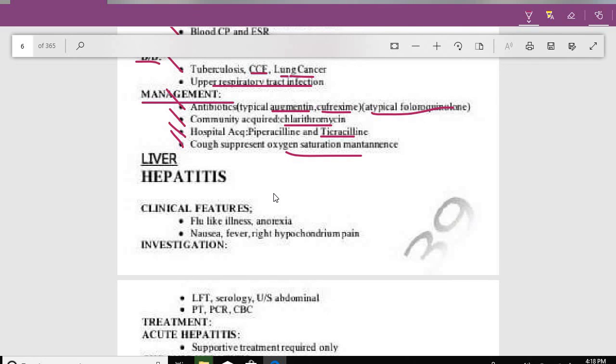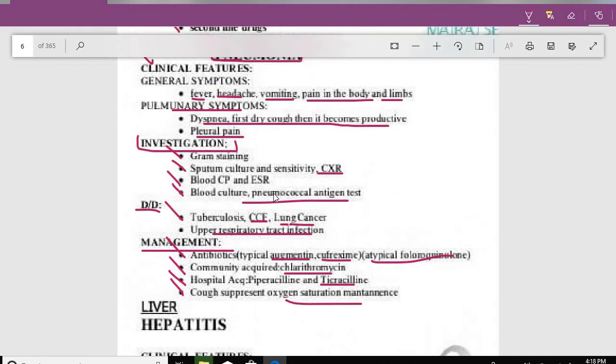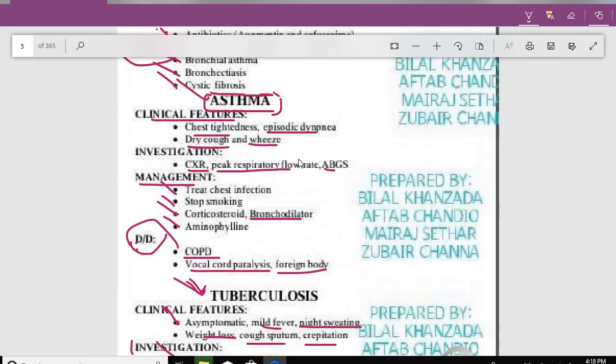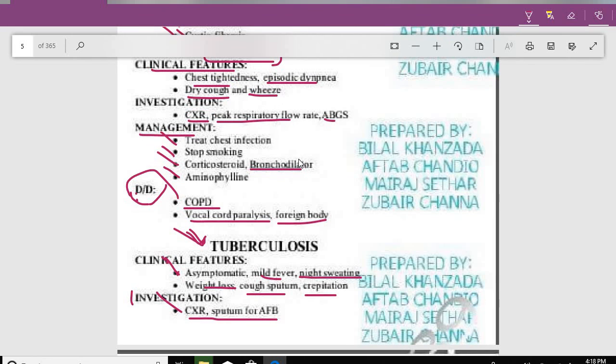So that was the discussion of the diseases of pulmonary medicine, and we discussed pneumonia, tuberculosis, asthma, COPD, and pleural effusion. So that was the discussion. In the next video we will discuss the diseases of the liver.